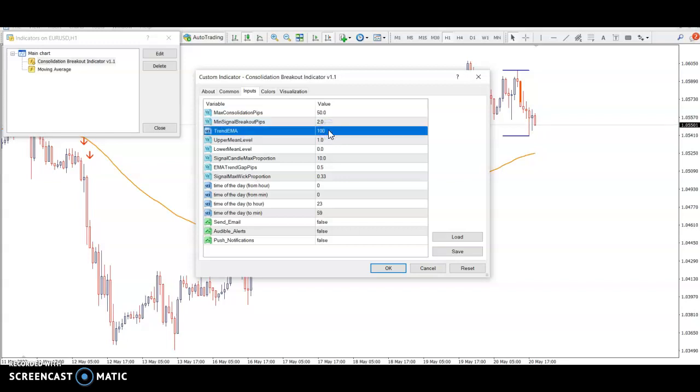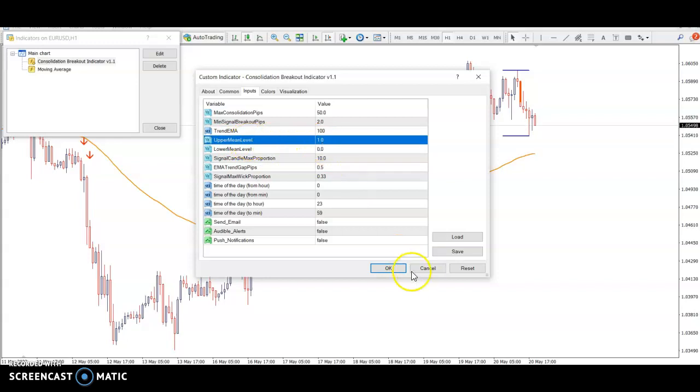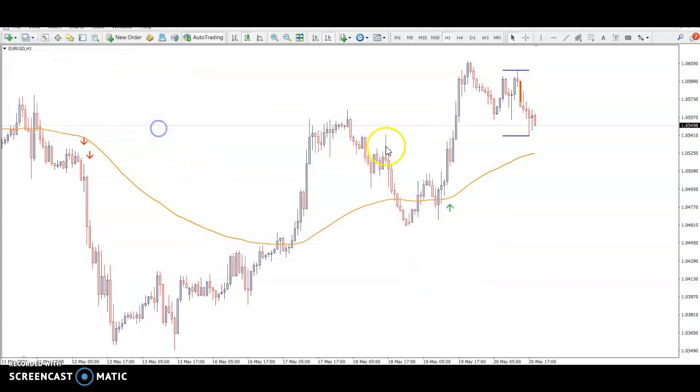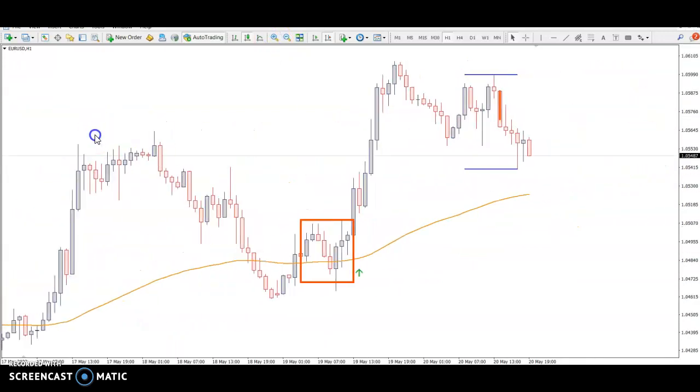Trend EMA 100, let's leave that as it is. But you could change it if you wanted to, but it will make a difference. And then the upper and lower mean level. Now on the MT5 indicator, you just have one mean level. And I'll just show you what that means. Let's just have a look. Right, let's have a look at this consolidation here. Okay, so if we zoom in on that.